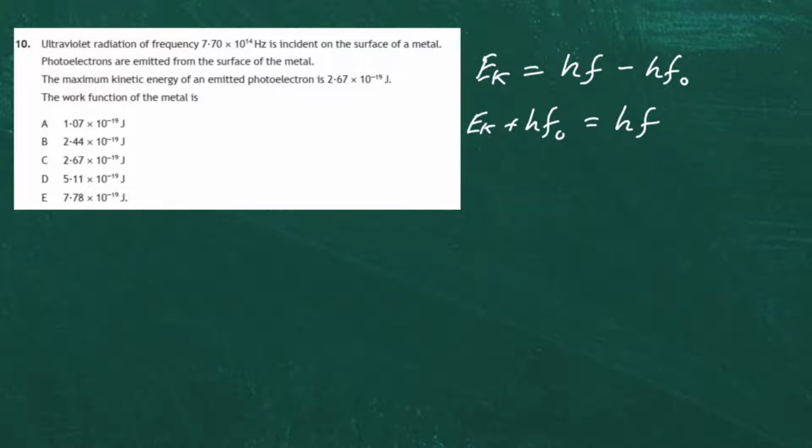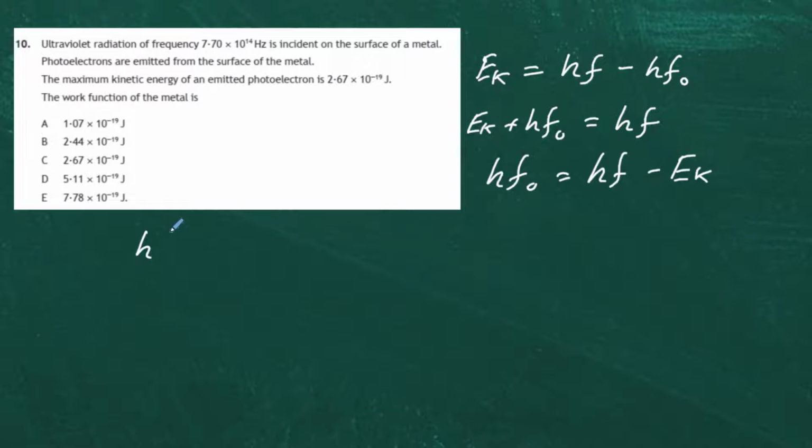We want hf₀ on its own, so we have to subtract Ek from both sides, and we're left with hf₀, the work function, equal to the energy of the photon hf, and we subtract from that the maximum kinetic energy of the photoelectron. So that's our equation set up. All we have to do is plug in the numbers.